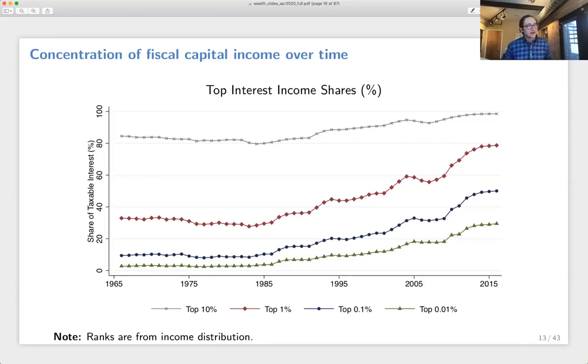This sharp increase in concentration of fixed income flows is going to, under equal returns, correspond to a sharp increase in the concentration of fixed income wealth. It's going to matter for total wealth as well.